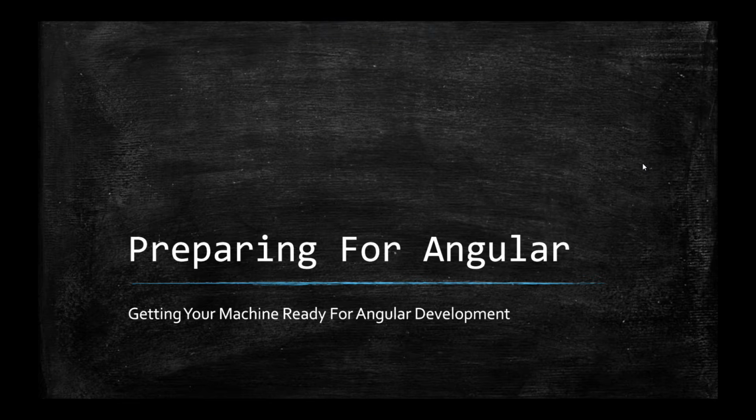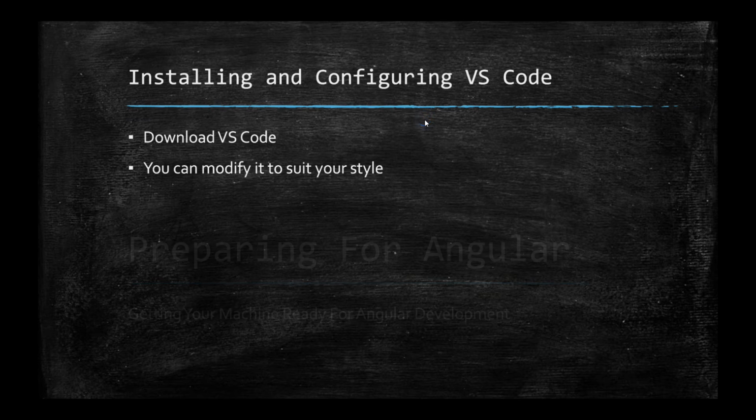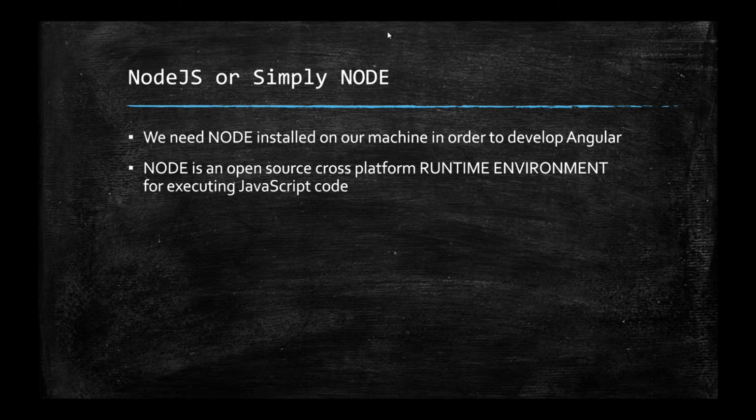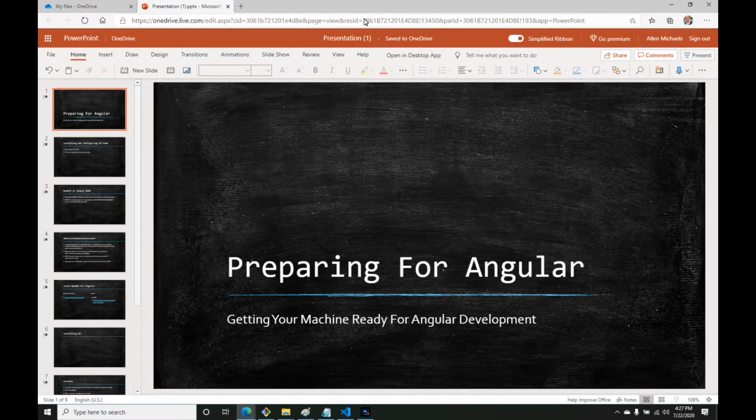Okay, so to continue preparing your machine for Angular, we need to install and configure Visual Studio Code. That's basically what we use to work with Angular with TypeScript. So we need to download VS Code, and then you can do some modifications. I like to do a couple of things to make it more the way I like. I'll show you real fast how that's done.